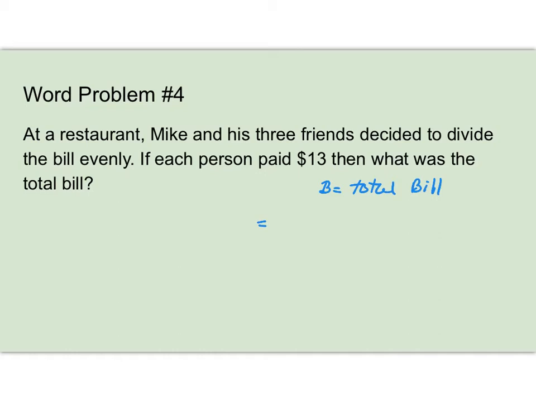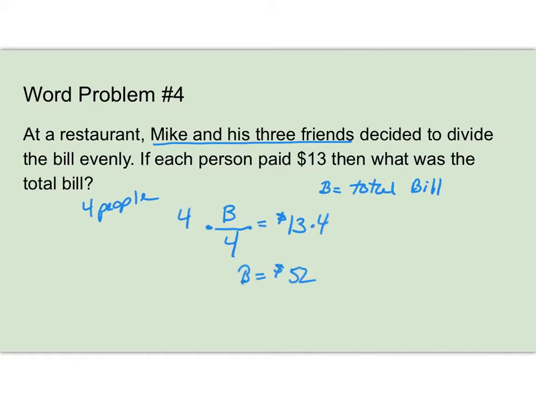Now, we don't know how much the bill was, but we know it was divided by Mike and his 3 friends, which means it was divided amongst 4 people, and that each of them paid $13. So if I take my total bill and divide it by 4 people, we'll get $13. Now I can solve this one-step problem. The total bill was $52.